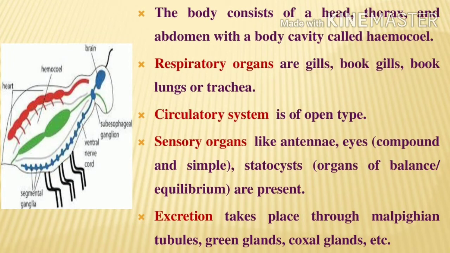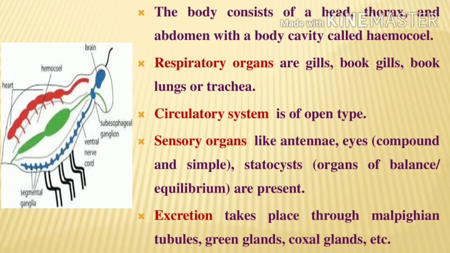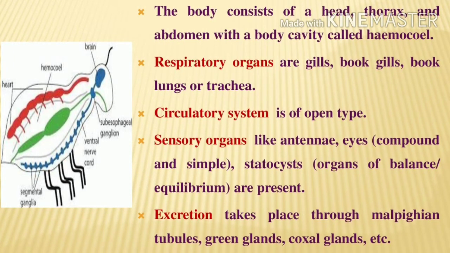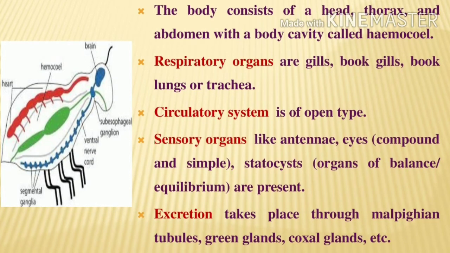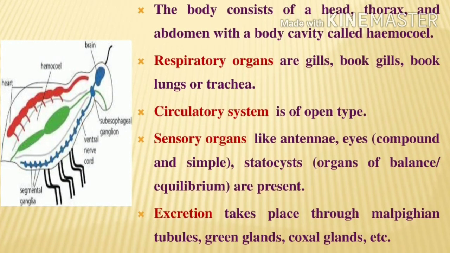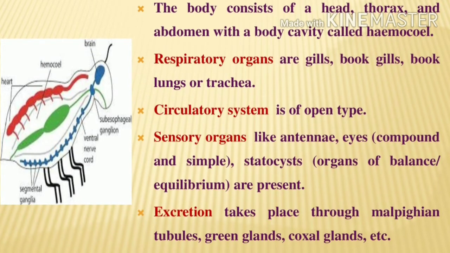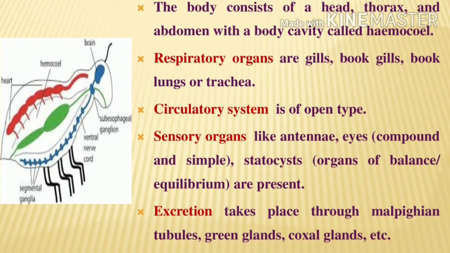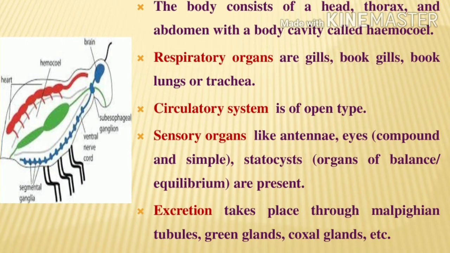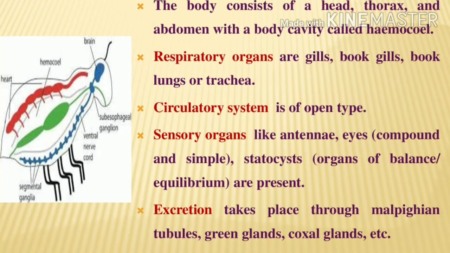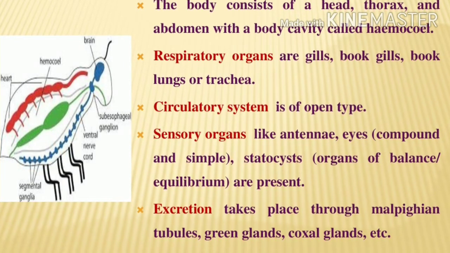Okay, next is excretion. Excretion takes place through the Malpighian tubules, green glands and coxal glands. Note it. What is the name of the glands? That is green glands and coxal glands. The Malpighian tubules are also present. So the excretory function is carried out using these glands.